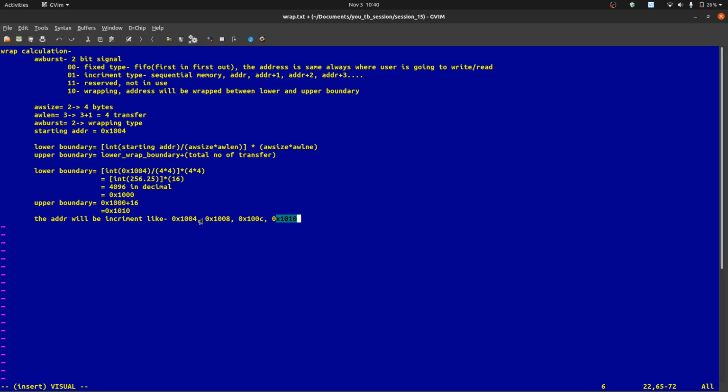So the address increment will be in this sequence: starting address 1004, after that 1008, after that 100C, and after that it will not go to the upper boundary. It will come back to the lower boundary, 0x1000. It will not touch the upper boundary. So this is the execution order of addresses in wrapping calculation, right?